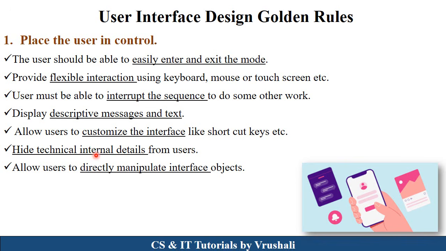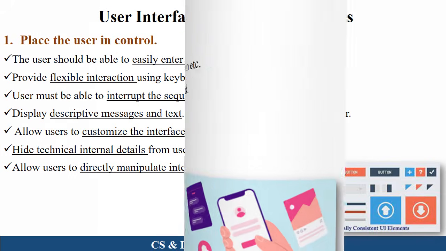Then hide technical details from the user. The user is shown only required information, like abstractions. And allow the user to directly manipulate the interface, which means the user handles each and every feature mentioned in a particular product as per their requirement. So all these things are included in the place the user in control golden rule.